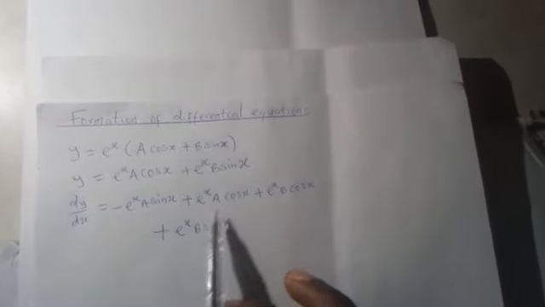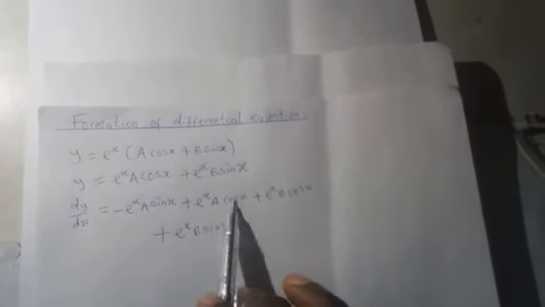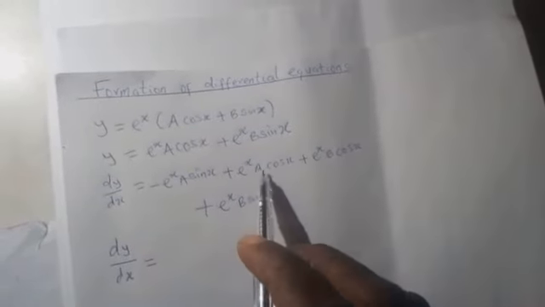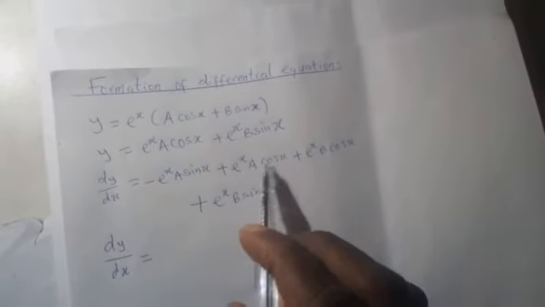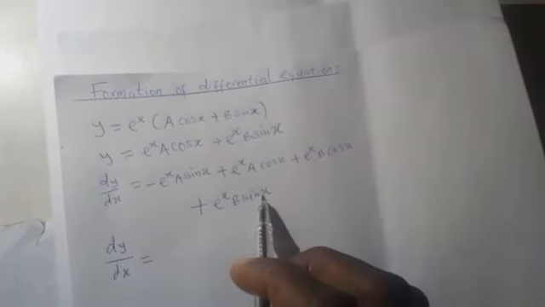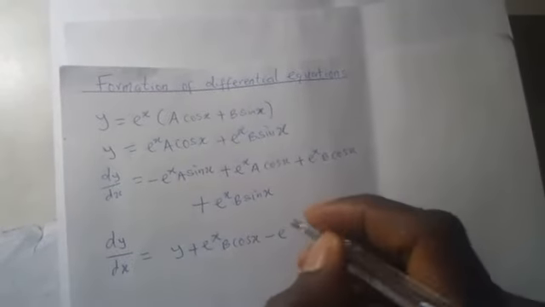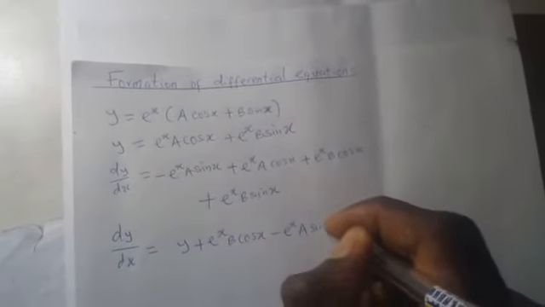Now if I look at this very closely, I will see that I have something similar: e^x a cos x and e^x b sin x. So these two will represent my y. So I'm going to have dy/dx equal to e^x a cos x plus e^x b sin x, which is my y, plus e^x b cos x minus e^x a sin x. Now I have written that.